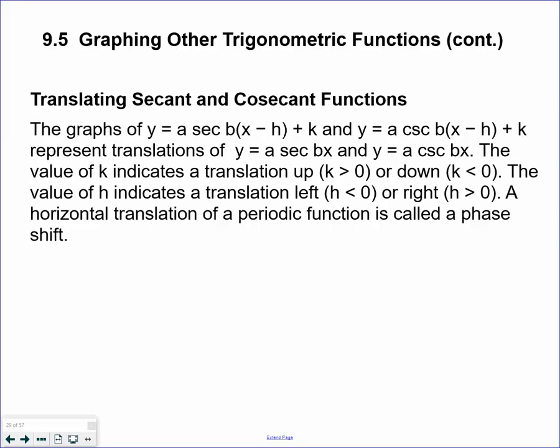So the second day of 9-5, we're actually going to do some phase shift, up and down or left and right. Adding or subtracting a value with the x shifts the middle of the graph, and adding a value, again, changes the midline. This is the same as when we did sine and cosine. This is a phase shift. The h value is a phase shift. So where the middle of the graph is located shifts depending on that number.